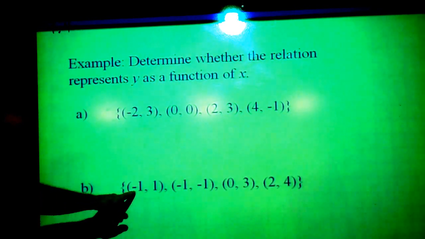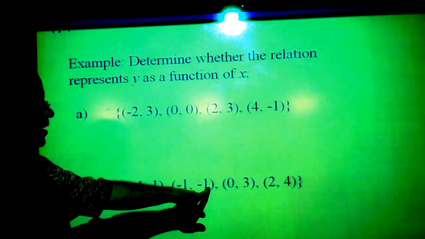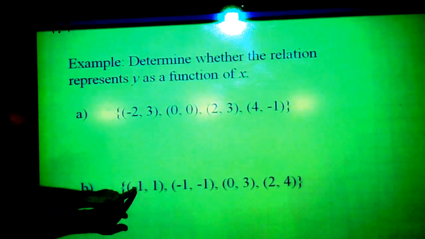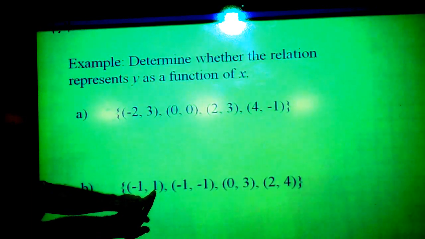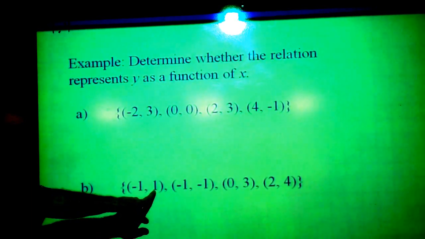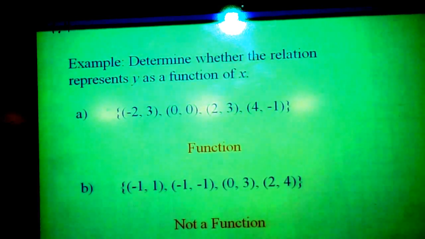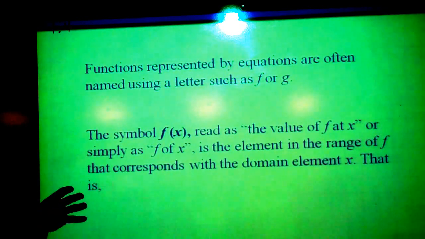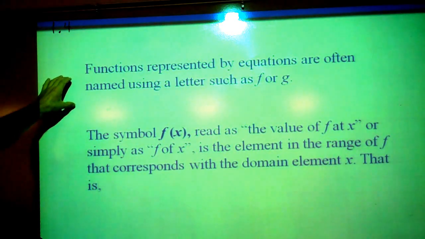In the next one here, we see -1, 1. We also see -1, -1. Immediately we know that this is not a function, because this member of the domain, this x value, has two y values associated with it. And so therefore it is not a function. Remember, you have pause, fast forward, rewind, slow motion controls. If I'm going too fast, please use them. I'm just trying to keep the video as short as I can.